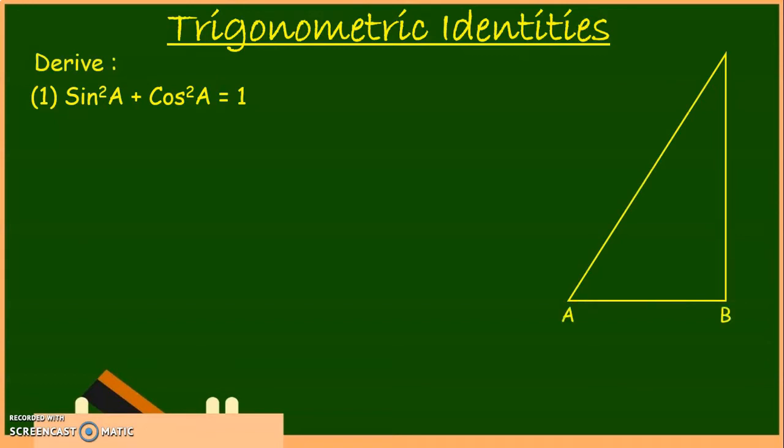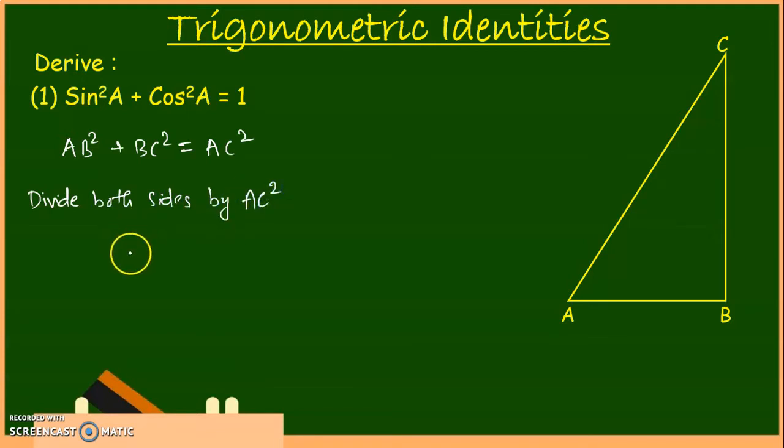To derive this, let's take the triangle ABC, which is right-angled at B. For this right-angled triangle, if you use the Pythagoras theorem, then we can write AB² + BC² will be equal to hypotenuse squared, that is AC². Now here, divide both sides by AC².